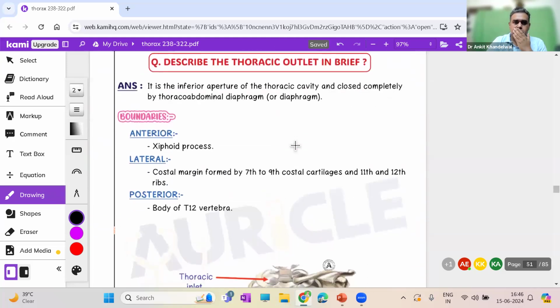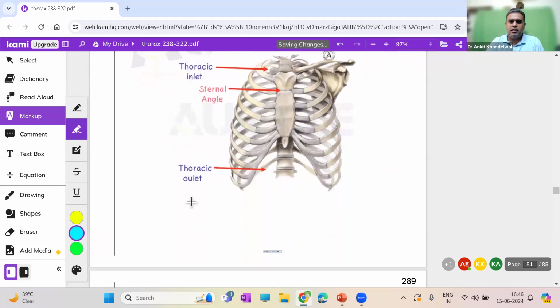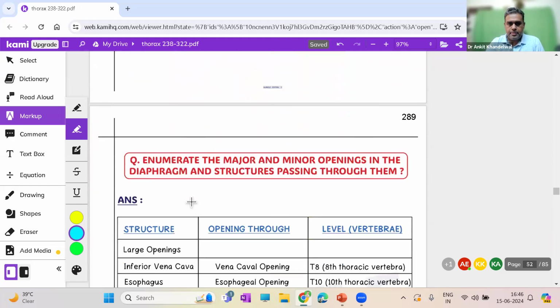Quite important. Discuss the thoracic outlet in brief. Outlet will be again which part? Lower part. This is the inferior part, which is closed by the thoracoabdominal diaphragm. So boundaries will be different. Lower you have the xiphoid process, sides you have the costal margin, behind you the T12 vertebra. This you can easily understand. Do remember this inlet, outlet, and external angle over here.